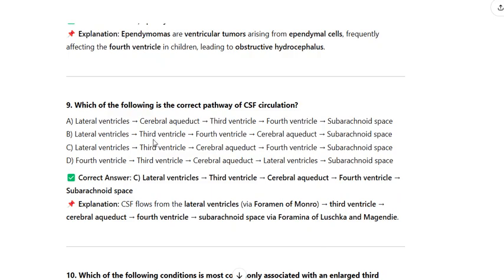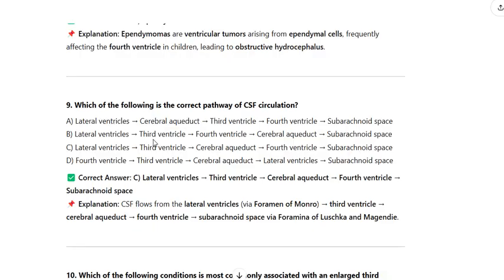C. Lateral ventricles, third ventricle, cerebral aqueduct, fourth ventricle, subarachnoid space. D. Fourth ventricle, third ventricle, cerebral aqueduct, lateral ventricles, subarachnoid space. Correct answer: C. Lateral ventricles, third ventricle, cerebral aqueduct, fourth ventricle, subarachnoid space. Explanation. CSF flows from the lateral ventricles via the foramen of Monro, third ventricle, cerebral aqueduct, fourth ventricle, then to the subarachnoid space via the foramina of Luschka and Magendie.